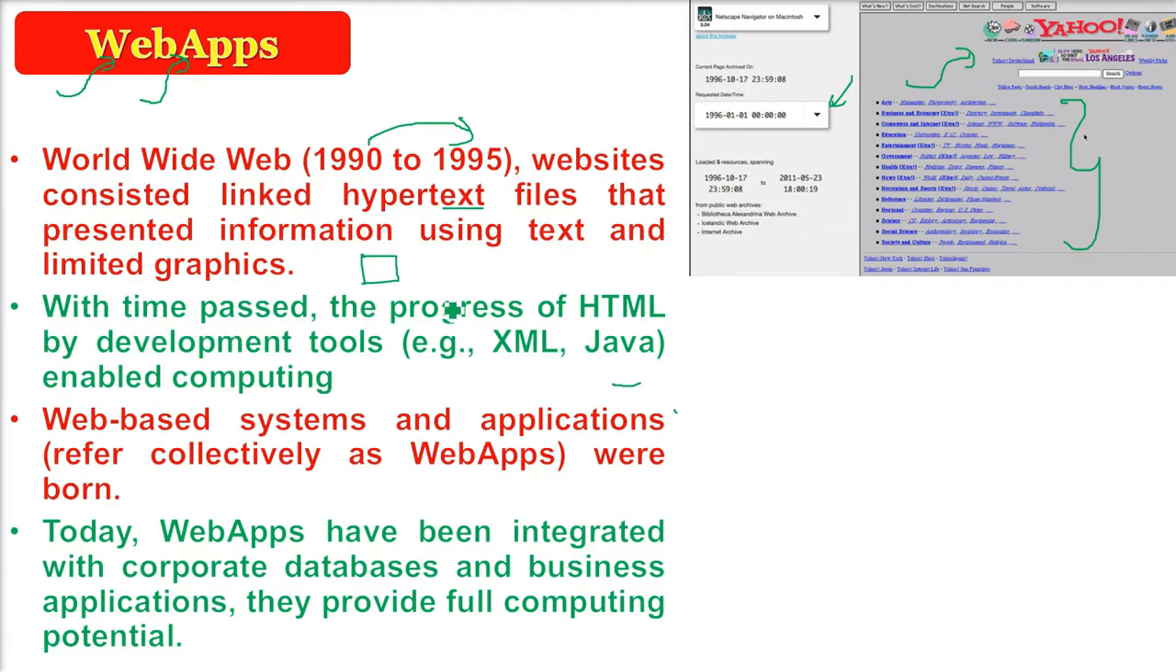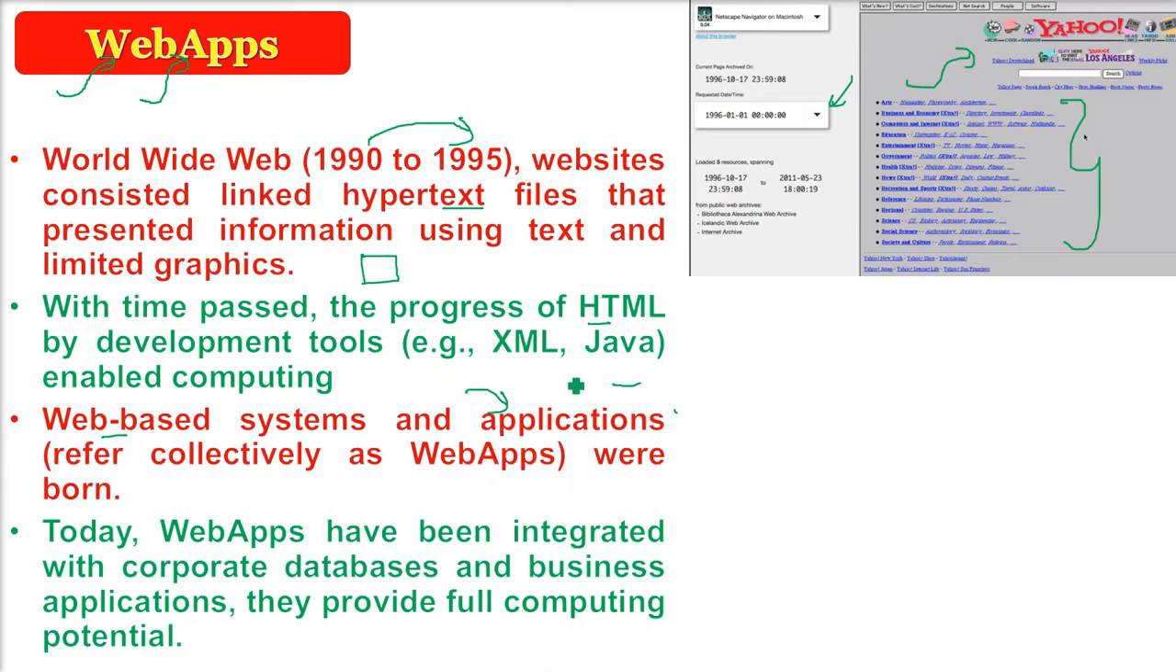But HTML progressed. There were development tools. There are different XML technologies, Java, as I just mentioned, jQuery and JavaScript, etc. They came into being. So now the web apps or web applications or the website have enhanced themselves, have elevated their level. The web-based systems and applications, we will call them collectively web apps now. That is how they were born. So these are web apps, right?